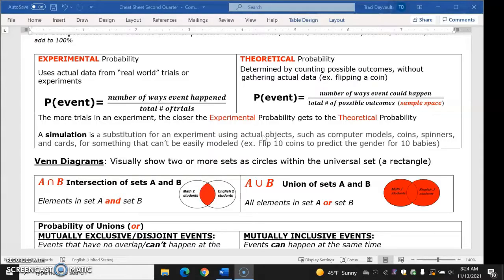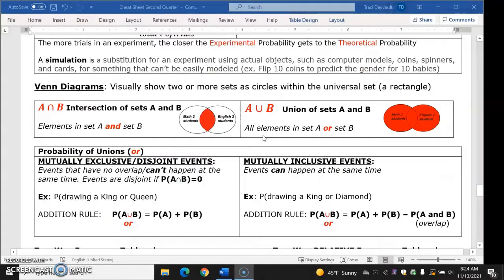Experimental is looking at what actually happened. And the more trials there are in an experiment, the closer it gets to the theoretical probability. Sometimes people use simulations to find experimental probabilities.